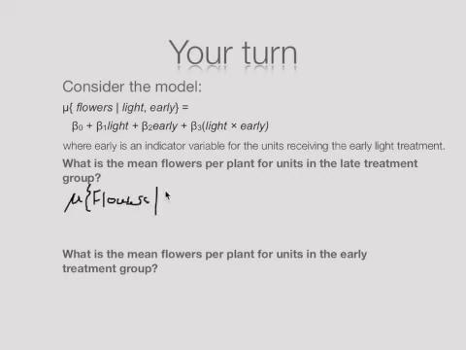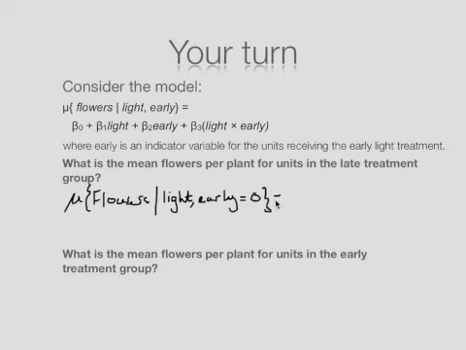We're not told anything about the light intensity, so this will be a function of the light intensity. But we are told something about whether it's early or late. Since these units are in the late treatment group, this tells us about the early indicator variable, and it tells us that that early indicator variable will take the value 0. These were units that did not get the early treatment. So this is the mean we have to find.